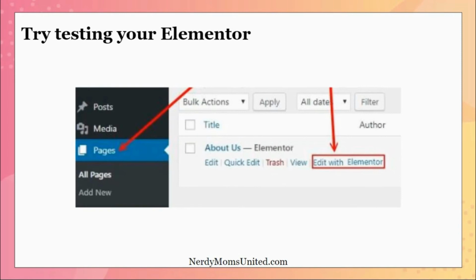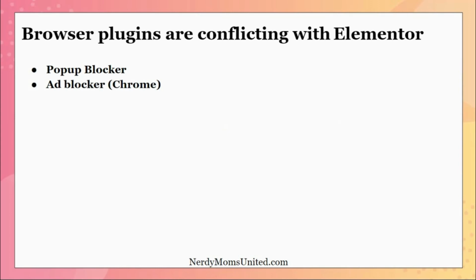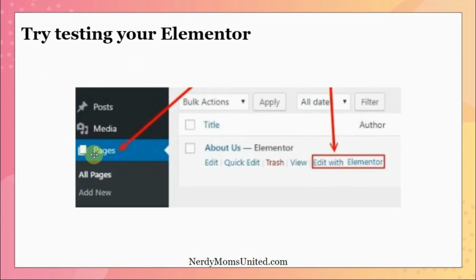All right. Another thing that you could be having a problem with one of your browsers is your browser plugins are conflicting with Elementor. The main plugins that tend to have a problem with Elementor is your pop-up blocker or your ad blocker. And the ad blocker is more with Chrome. Pop-up blocker is more common with the other 2 browsers. So you want to turn that off and then try again by going back to your WordPress dashboard and clicking on Pages and Edit with Elementor and see if it loads up, because the pop-up blocker tends to keep the files that it needs for it to load from loading correctly.